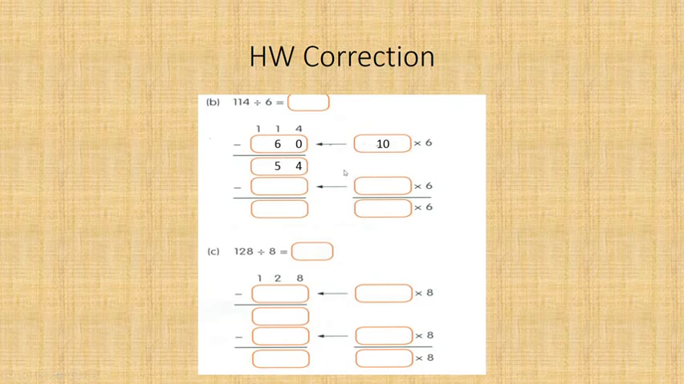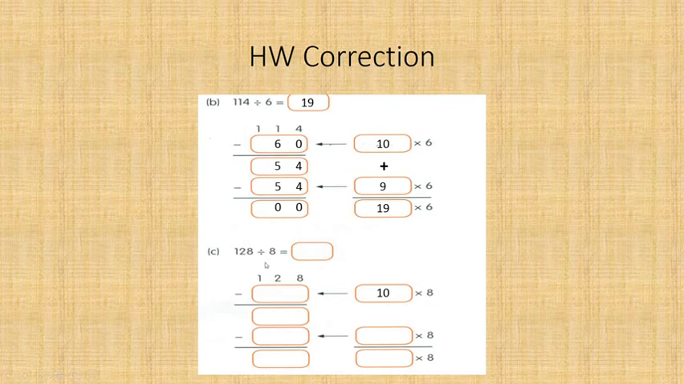Okay, now I can calculate 6 times 9 is going to be equal to 54. And if you subtract these together, it's going to be equal to 0. So let's find the answer. 114 divided by 6, it means I have to add the 10 and 9 together. So 10 plus 9 equals 19, and this is the answer. 114 divided by 6 equals 19. Okay, let's go to the next question.